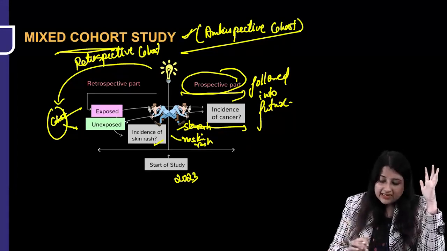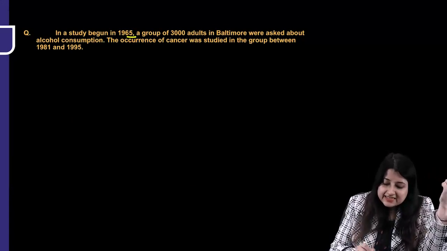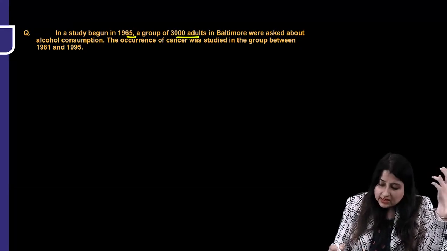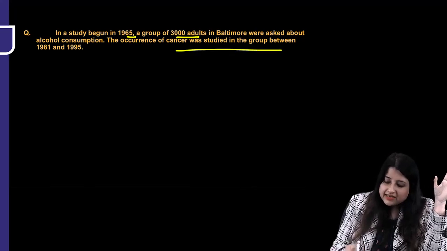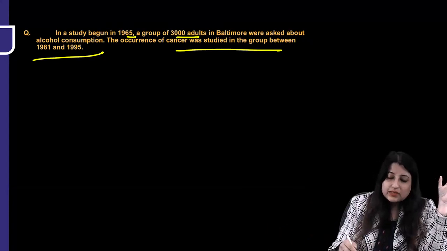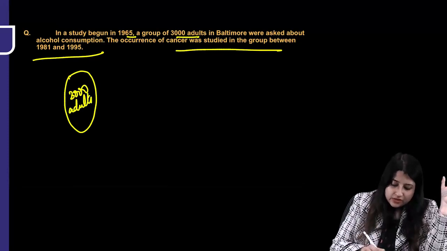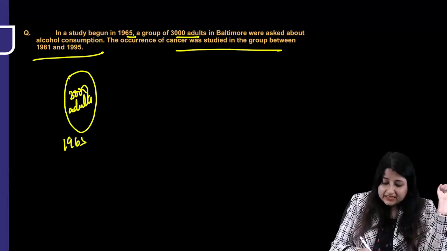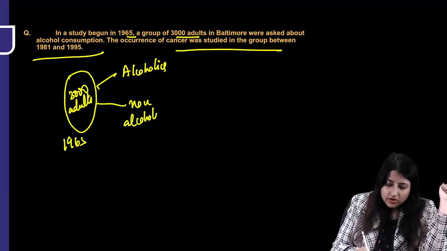Okay, now I'll give you certain examples. Just tell me what it is. Look at this. In a study begun in 1965, a group of 3,000 adults in Baltimore were asked about alcohol consumption. The occurrence of cancer was studied between 1981 and 1995. So which type of study is it? It's very obvious that you are starting your study with 3,000 adults. In which year? In 1965. You've asked about alcohol consumption. So some of them are alcoholics and some of them are non-alcoholics.